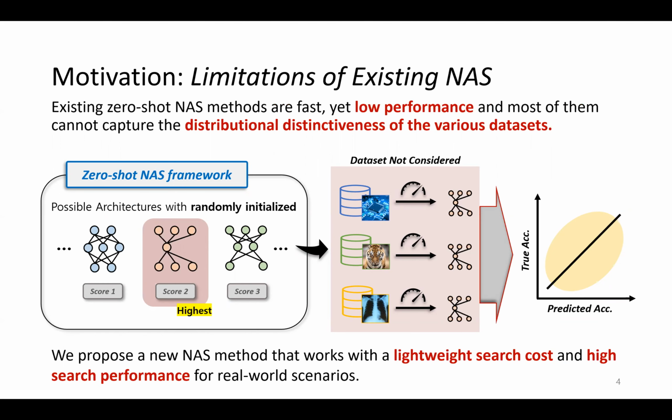Also, they usually simply use randomly initialized parameters to estimate architecture performance, so most of them cannot capture the distributional distinctiveness of the various datasets. So we propose a new NAS method that works with a lightweight search cost and high search performance for real-world scenarios.